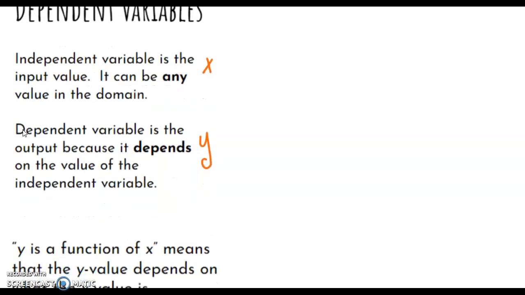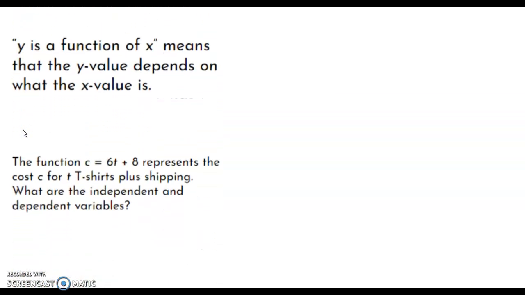So let's look at an example for it to make more sense. I will tell you, you'll see this wording sometimes: y is a function of x. When they state that, it means y depends on x. So in this case, the y value is the dependent and the x value is the independent. All right, let's look at this example. The function c equals 6t plus 8 represents the cost c for t-shirts. So t is the number of t-shirts you buy.